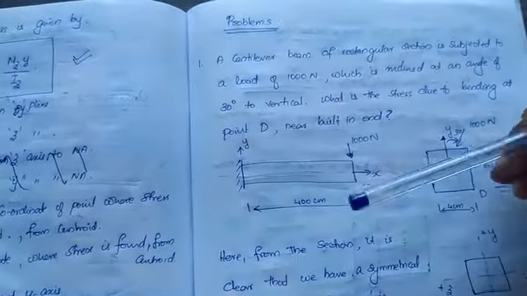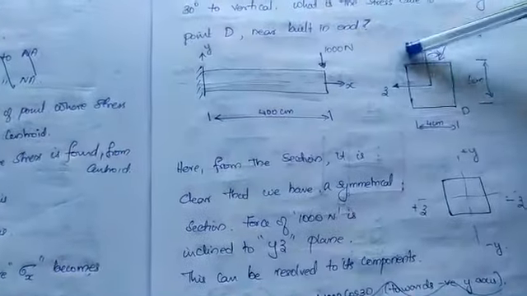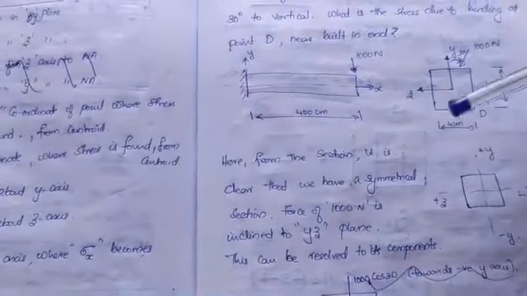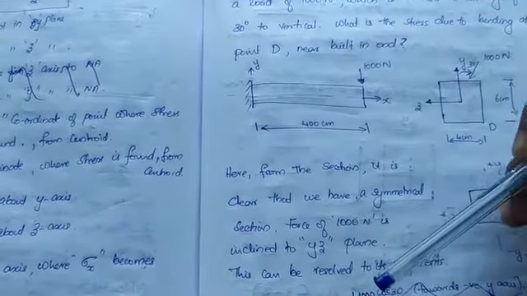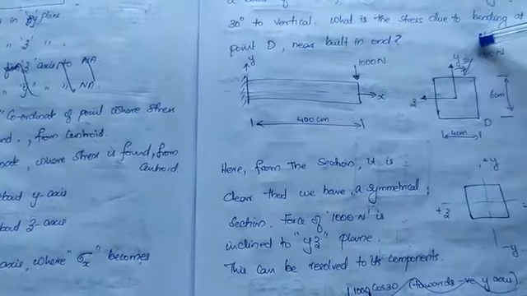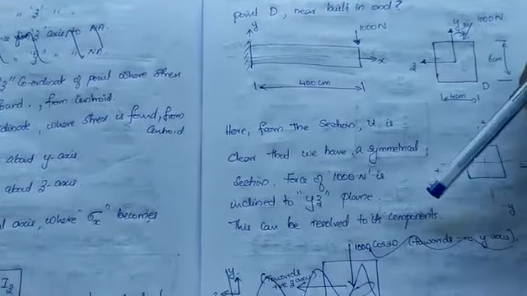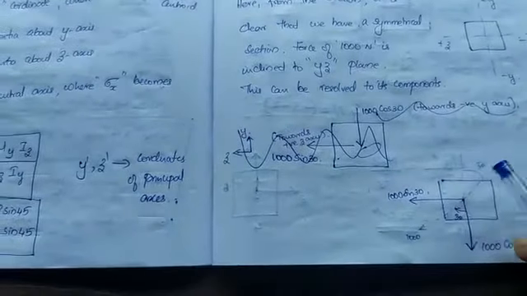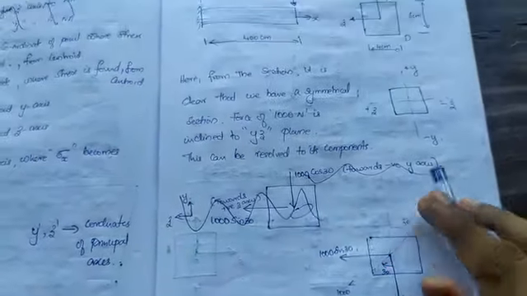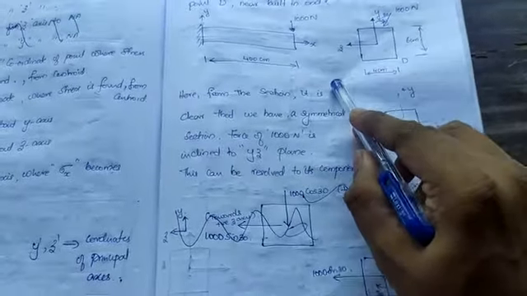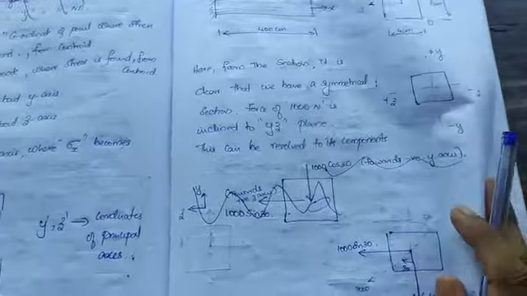From the section it is clear that we have a symmetrical section. It's a rectangle, a symmetrical section. The force of 1000 Newton is inclined to the YZ plane. This can be resolved into its components: 1000 cos 30 and 1000 sin 30. The 1000 is going like this, so 1000 cos 30 and 1000 sin 30.